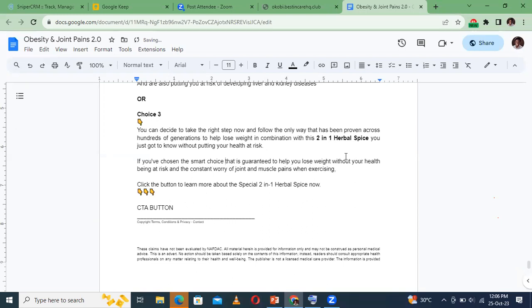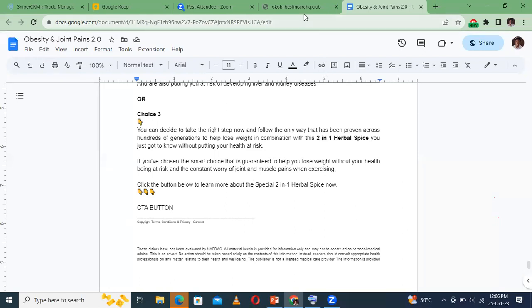If you've chosen the smart choice that is guaranteed to help you lose weight without your health being at risk and the constant worry of joints and muscle pains when exercising, click the button below. Normally, it's meant to be like this. Click the button below to learn more about the special 2-in-1 herbal spice now. Then call to action button.